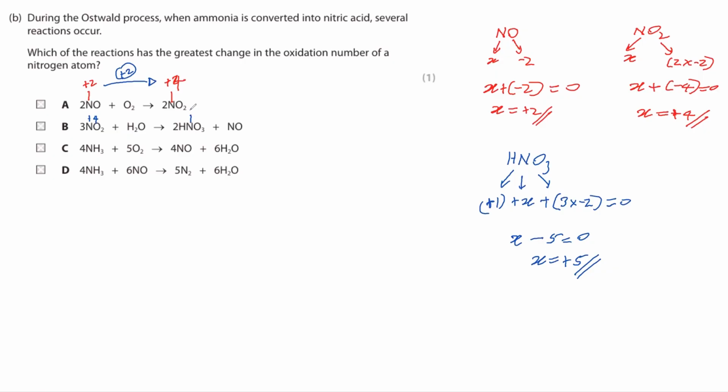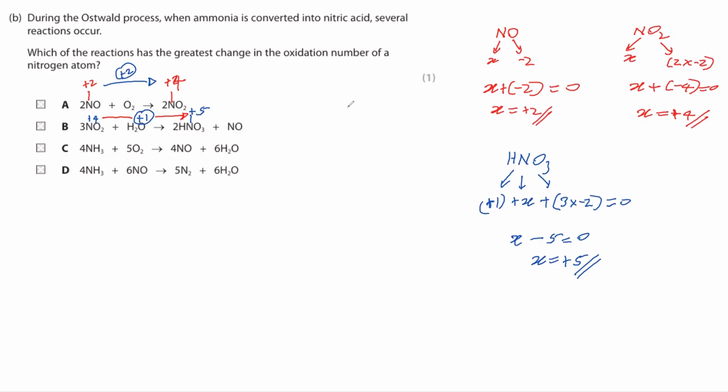+4 became +5. The difference is just +1, the difference between those two numbers. So just add one number and you get +5. That's not as much as the first one.